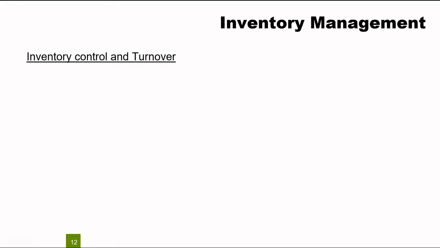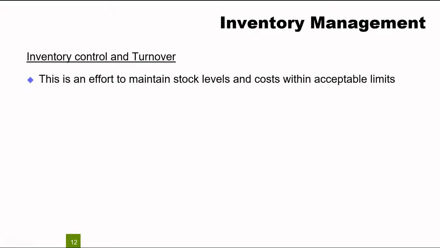Now, inventory control and turnover. Inventory control is where you ensure that you don't keep a lot, neither do you keep less than what is required. And inventory turnover is how many times you turn the inventory. As in, let's say you keep a stock of 10,000 meters of fabric at any given point of time. In one year's time, how many times is that 10,000 meters of fabric turned over?